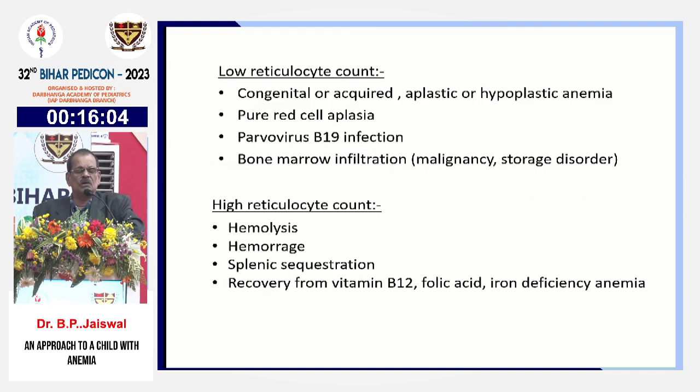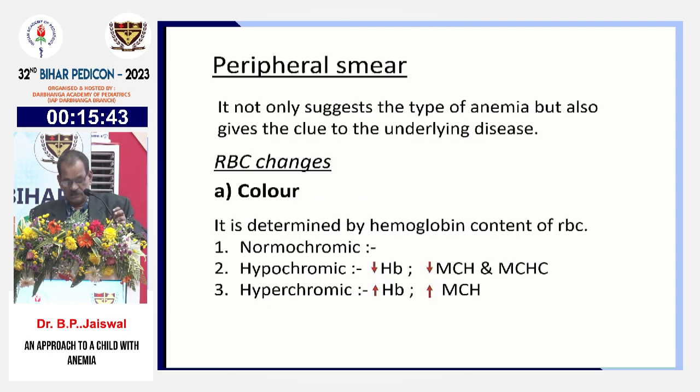Now low reticulocyte count देखिए: congenital और acquired, aplastic और hypoplastic anemia, pure red cell aplasia. Parvovirus को आजकल underestimate आप मत करिए. Always remember parvovirus B19 infection and bone marrow infiltration by malignancy and storage disease. High reticulocyte count: hemolysis, hemorrhage, splenic sequestration, all these things. यहाँ peripheral smear की बात होती है.